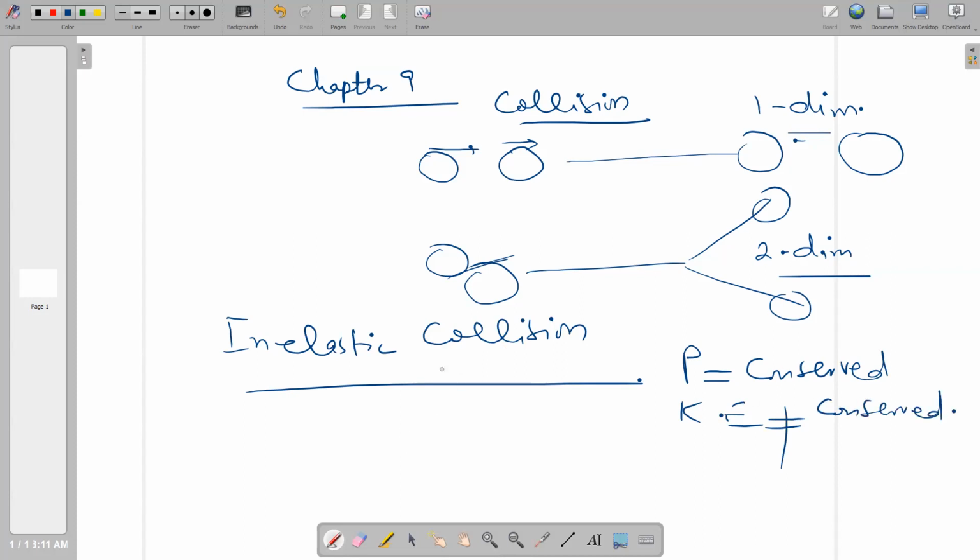So here we will discuss the case in which, suppose this is one body and this is another body. After collision, when they collide with each other, this body will stick with this one, will attach with this one, and then both bodies move with a common velocity. VC means common velocity here. So we want to see and check this type of collision.